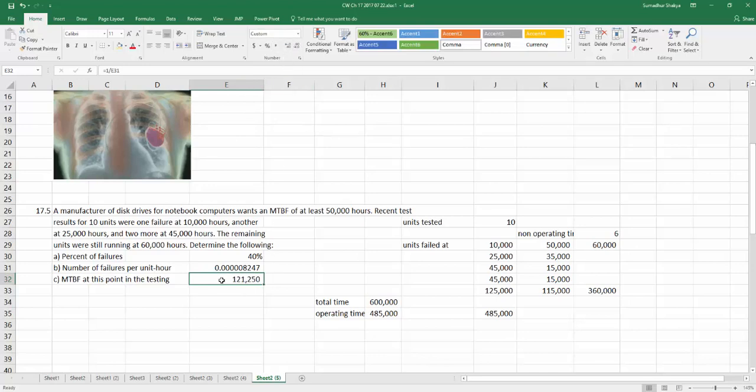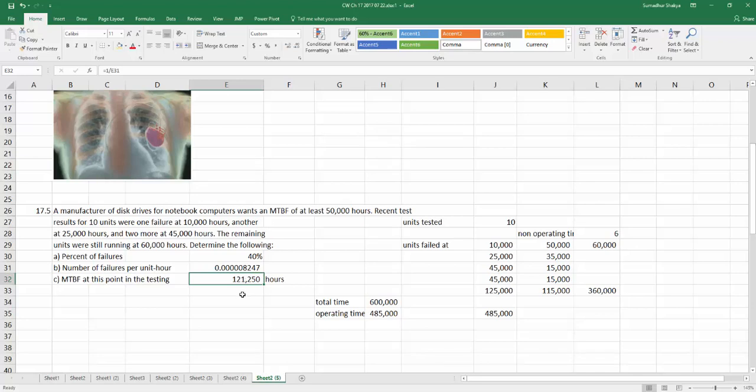So the mean time between failure, the units for this would be hours. With this current testing information, the mean time between failure is 121,250 hours before the hard disk would fail. So it is way above the manufacturer's target of 50,000 hours. So instead of 50,000, it's currently at 121,000 hours.